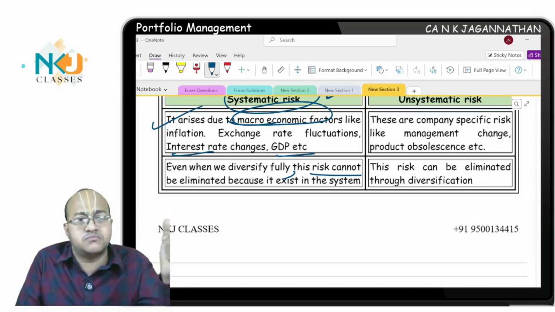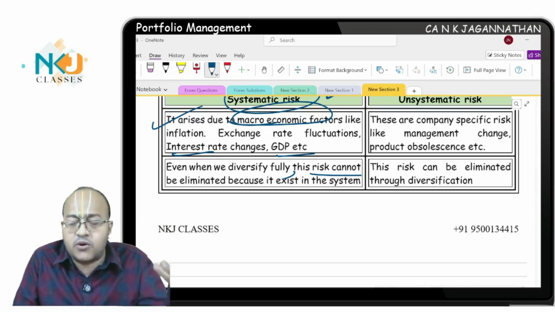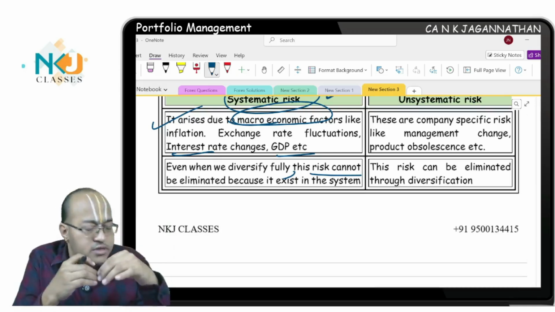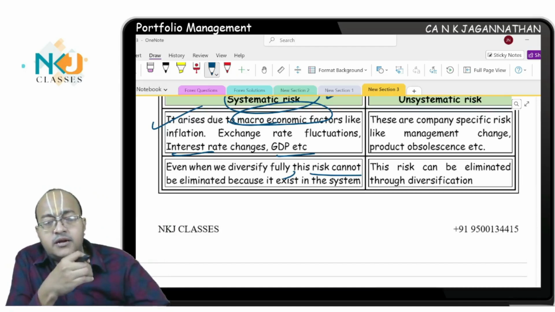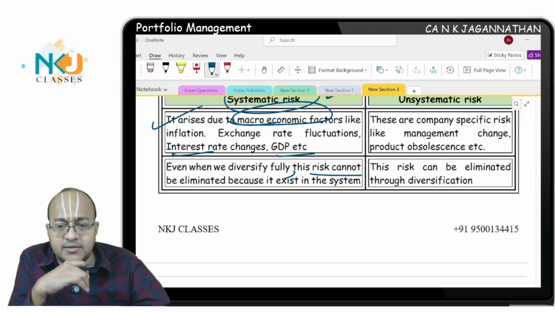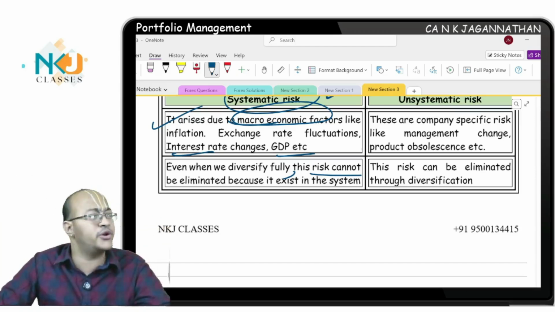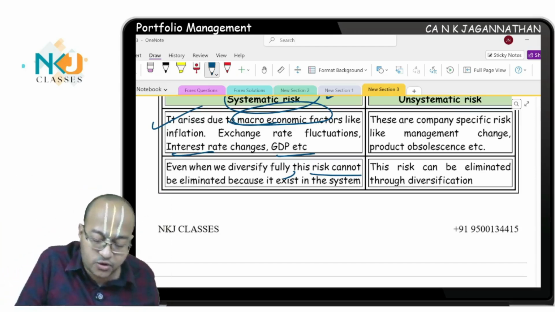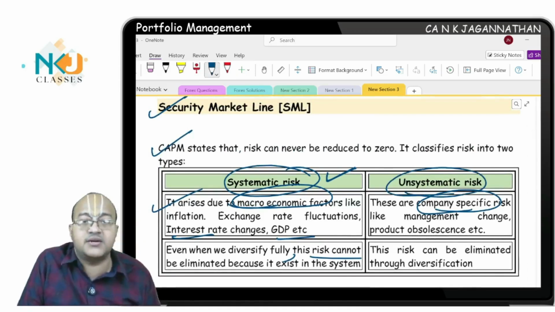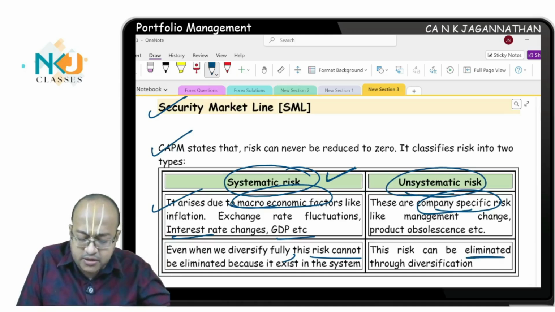For example, I produce some cars, then EV came into the picture and the product I am selling became obsolete. Or take insider trading: the company's promoters violated insider trading norms given by SEBI, they were penalized and arrested, and the stock price fell. So share price may fall due to various company specific reasons. These are unsystematic risk, which is not due to the system but company specific. This risk can be eliminated through diversification.